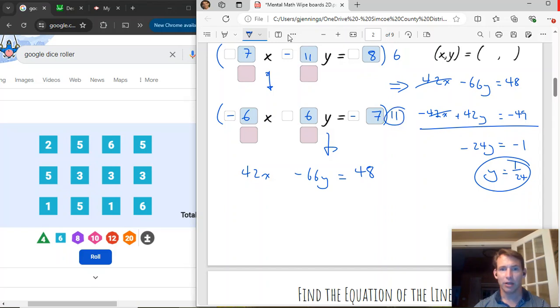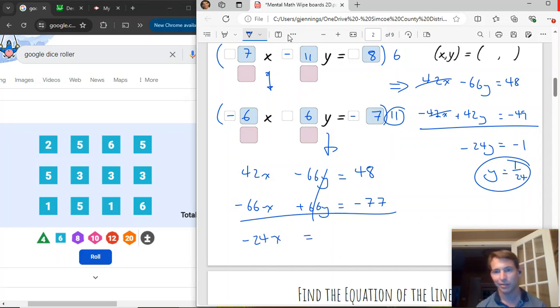And then down here, minus 66x plus 66y is equal to negative 77. Adding these together eliminates that. 42 minus 66, we again get that number negative 24x being equal to 48 minus 77, which was that 29? Yeah, it's 29, but negative minus 29. So that gives us the solution x is equal to 29 on 24.